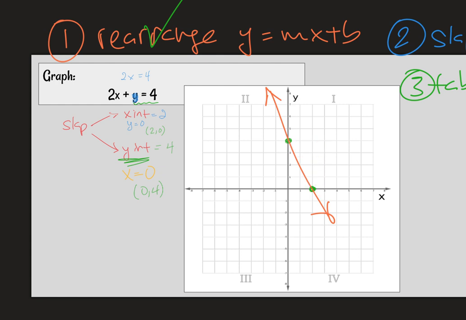Rise 4, run -2. That was a slope of -2, which, by the way, if we were to solve this and put it in slope-intercept form, don't you see that the 2 in front of here would be over here, and it would be -2, and so on. So, boom. This right here, x and y intercepts, is why we do this.